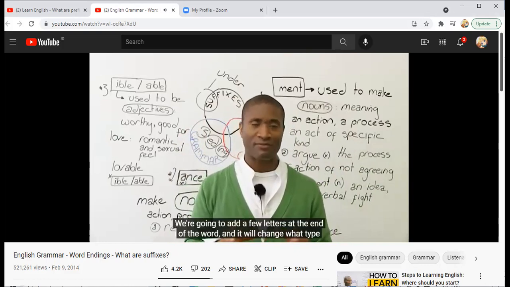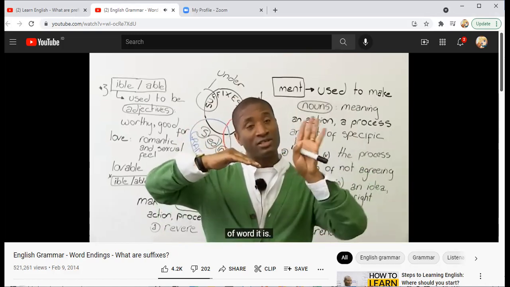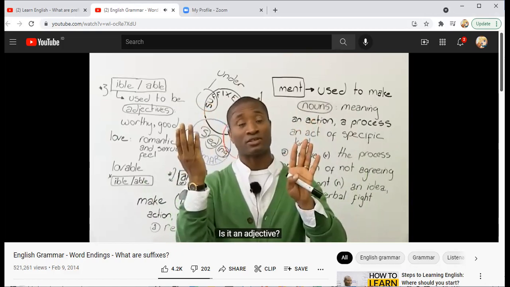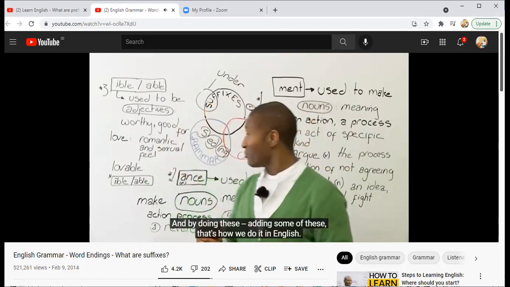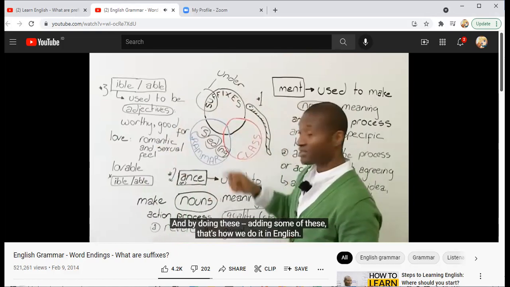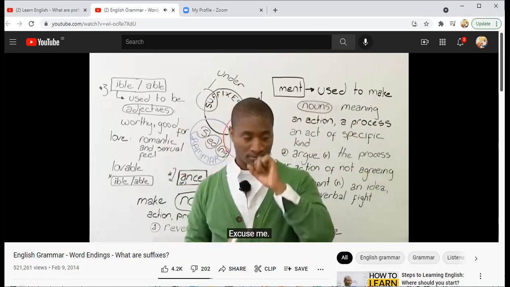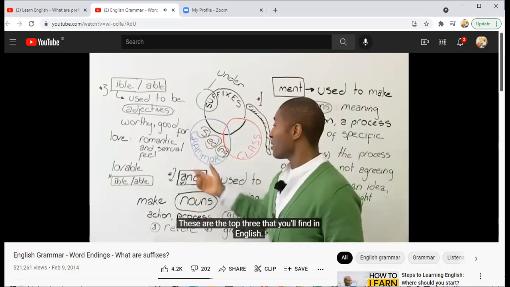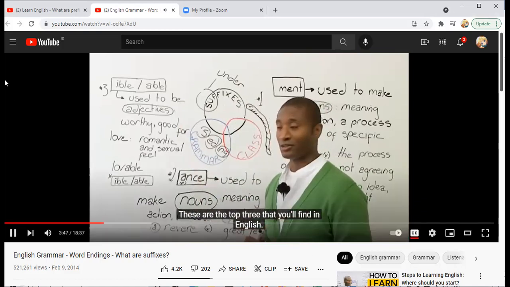It's easy. We're going to add a few letters at the end of the word, and we'll change what type of word it is. Is it a noun? Is it a verb? Is it an adverb? Is it an adjective? That's it. By adding some of these, that's how we do it in English. So, let's take a look. These are the top three that you'll find in English.